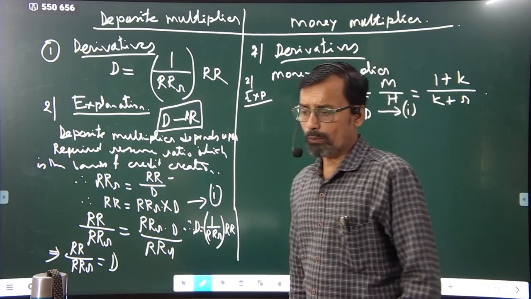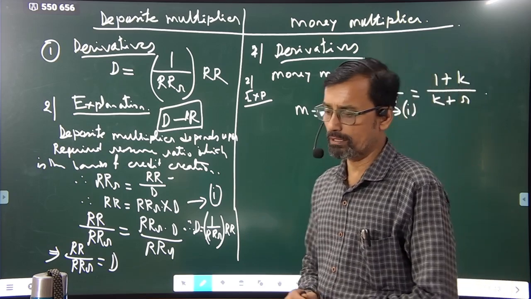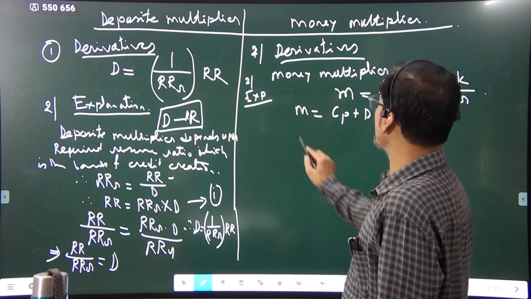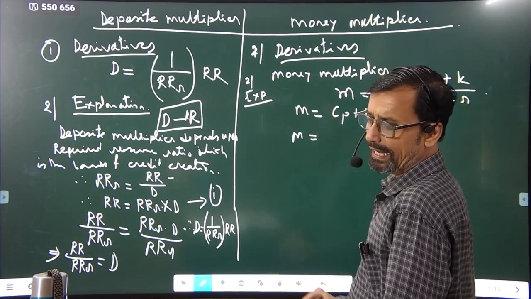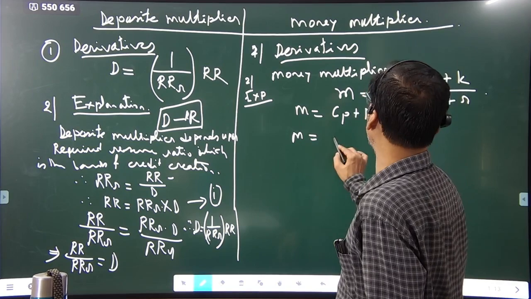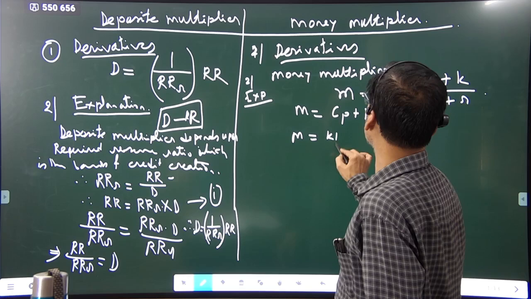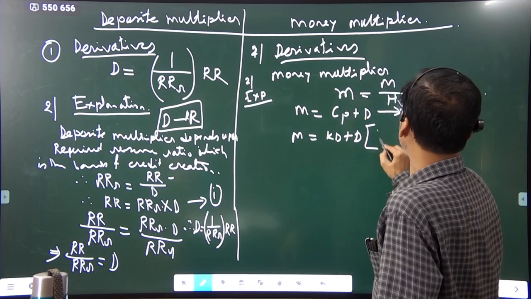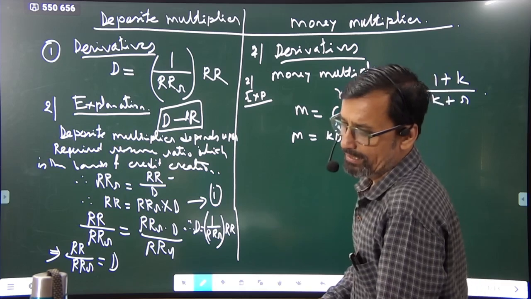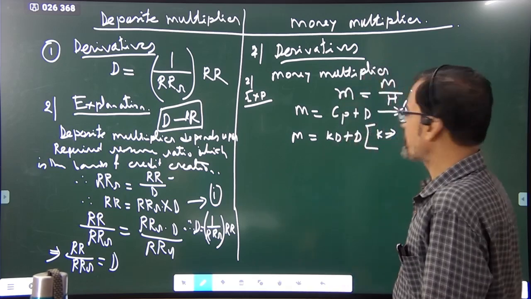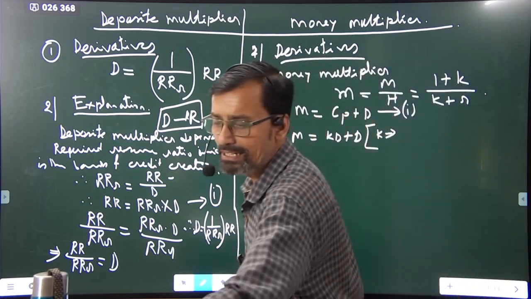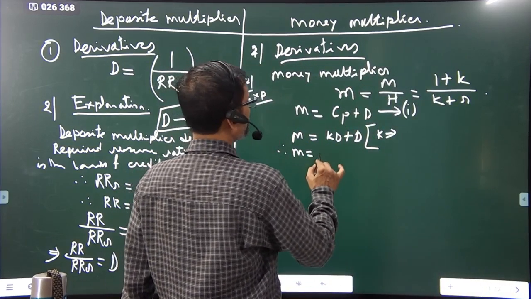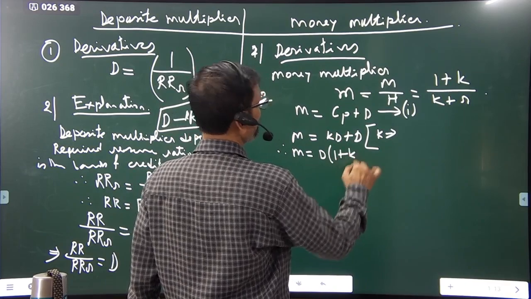Now you see, what is the currency held with public? It is nothing. In place of CP, we can write KD. CP is equal to KD plus D. Why are we writing KD in place of CP? K is the currency deposit ratio. So K indicates the currency deposit ratio. That is why we will get M is equal to D(1 plus K).